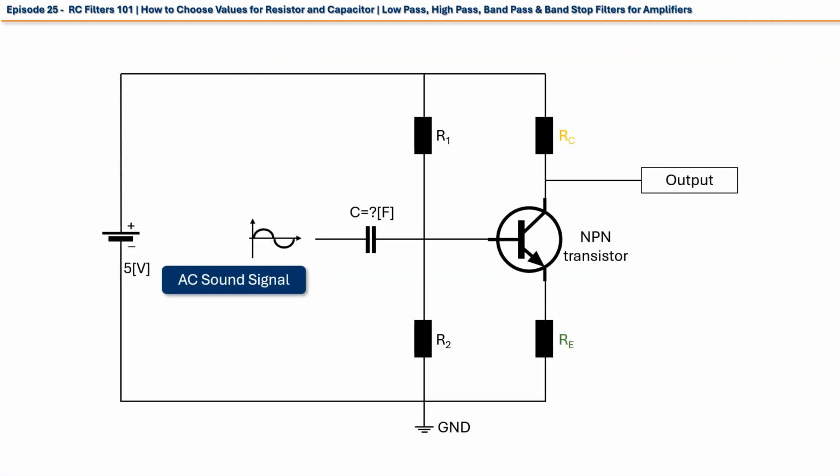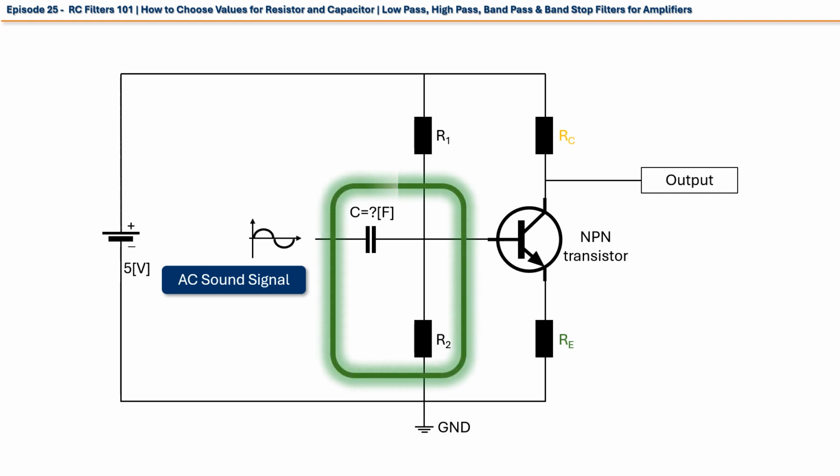Now, how do we implement RC filters in real-life scenarios? Let's take for example our NPN transistor amplifier from our previous video. Now, at first glance, capacitor C and resistor R2 make a high-pass filter, right? We feed the input AC signal into capacitor C, and resistor R2 is connected to the ground, so by definition, these two components make a high-pass RC filter. Well, this is where all the trouble and misunderstanding arise when learning about RC filters and amplifiers.